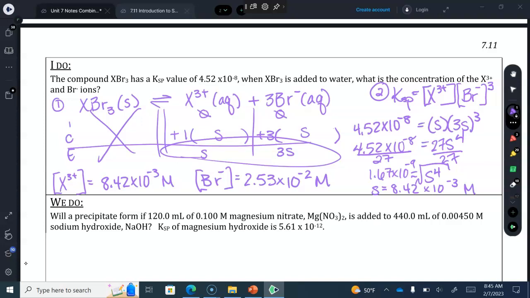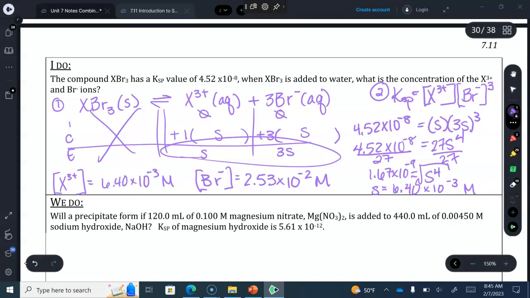And then when you take the cube root of that, you end up with 6.40 times 10 to the negative 3. So that's your S, and wow, that was off. I'm pretty sure that when I did the original math, I did not do the 27, which would make sense because I made the same mistake twice.